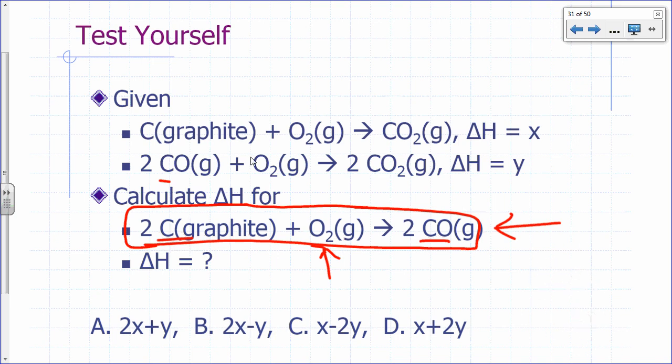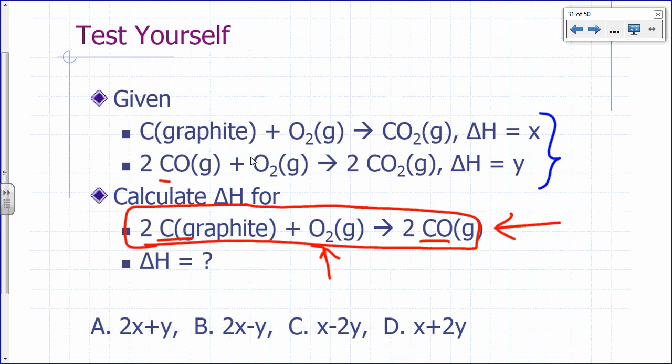Based on X and Y, we can calculate delta H for this reaction. What would it be? Note that I've given up writing delta H sub R here. If it's obvious that we're referring to the delta H for a thermochemical equation, you can just drop those extra labels. So what would be the delta H for this one?